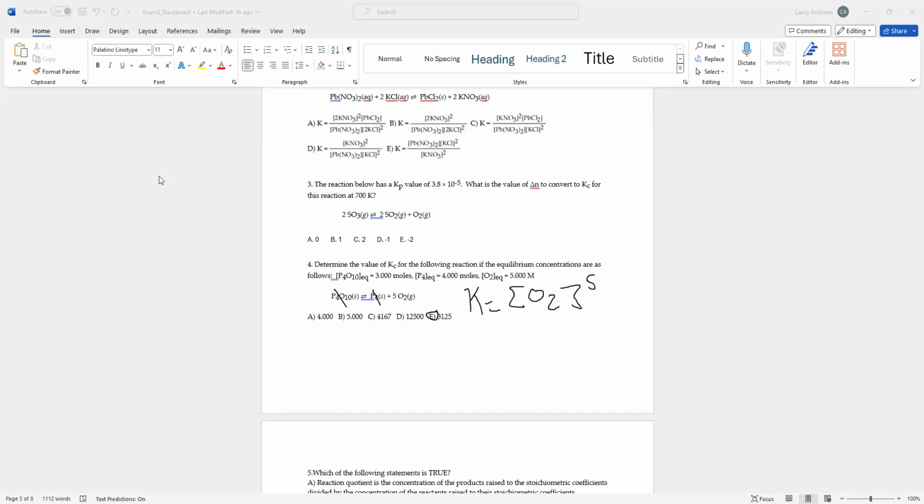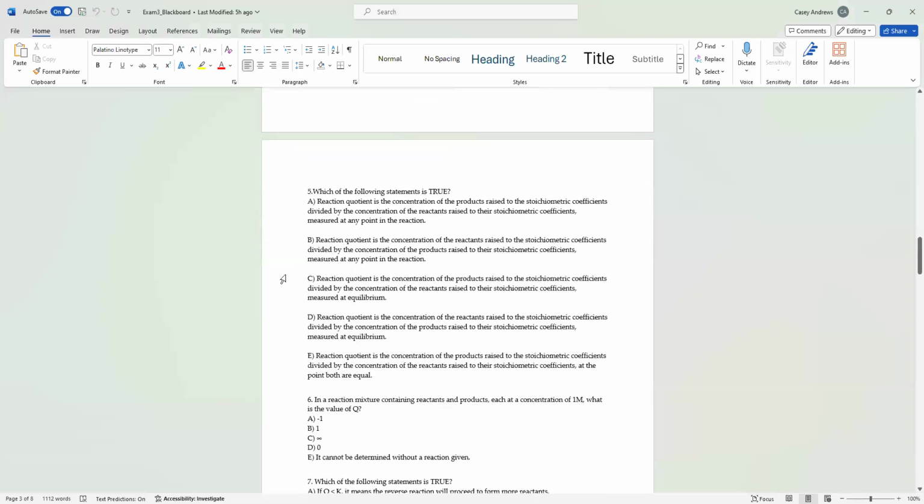Moving on. 5. Which of the following statements is true? Reaction quotient is the concentration of the product raised to the stoichiometric coefficient divided by the concentration of the reactants raised, measured at any point. That sounds true to me, but let's see the other ones.